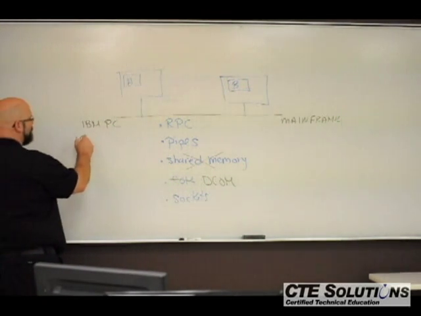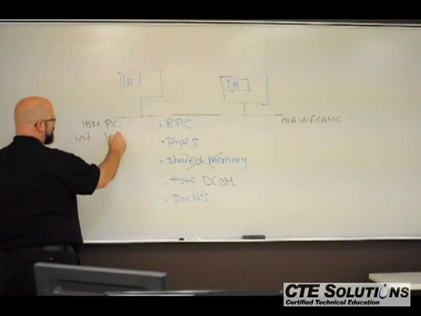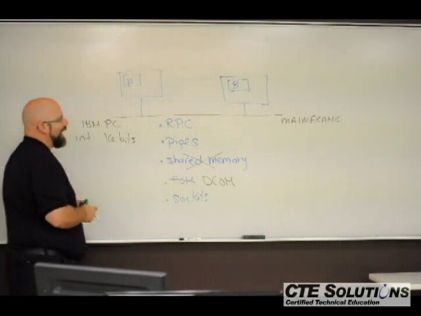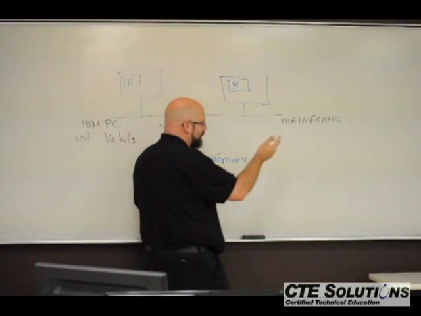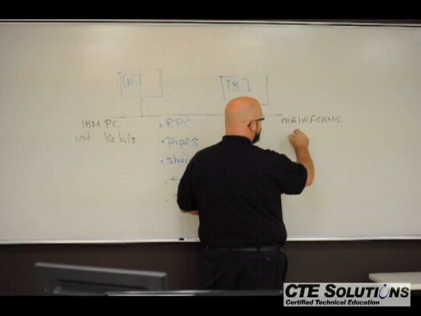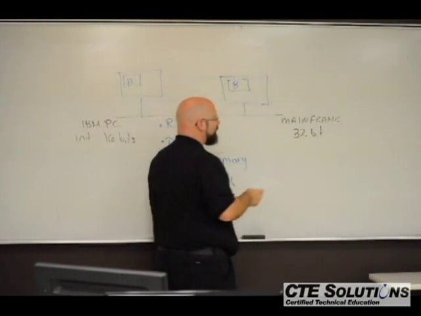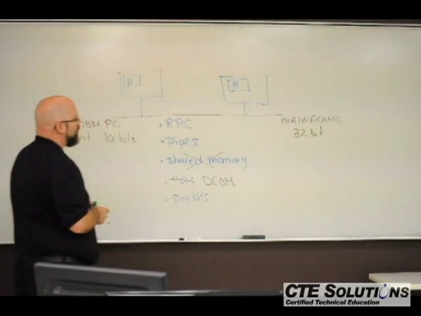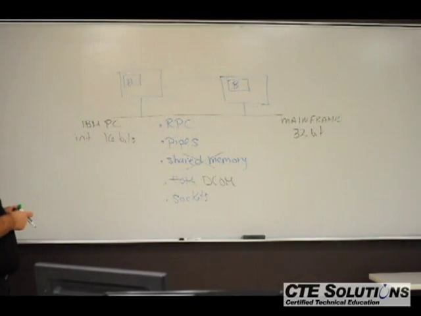Integers on this IBM PC could have been 16 bits in length, and the IBM mainframe, or in this case a mainframe in general, being 32-bit, could have been a 32-bit integer, being a RISC architecture. So we had to find a way to make sure the data was compatible between the two systems.